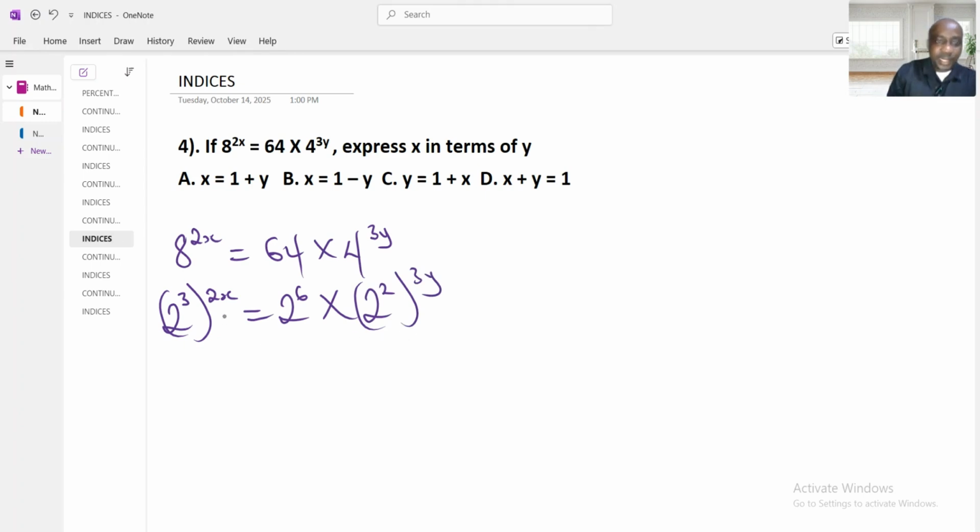3y. The next thing we are going to do, multiply this 3 by 2x. It's going to give me what? 6x. 2 raised power 6 multiplied by 2 times 3 is going to give me what?